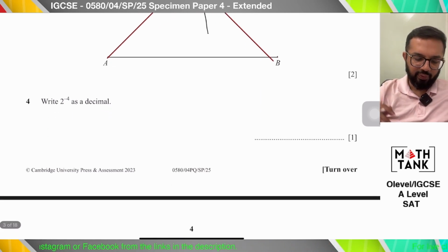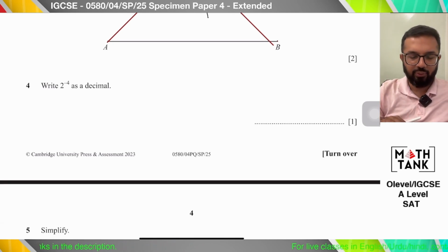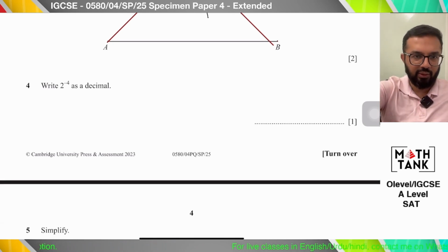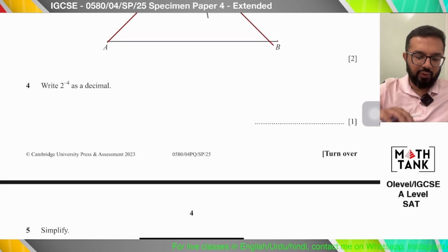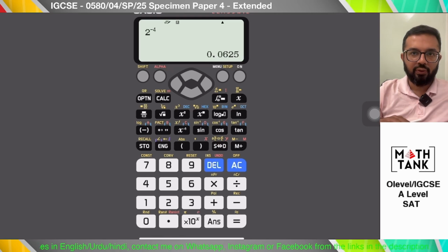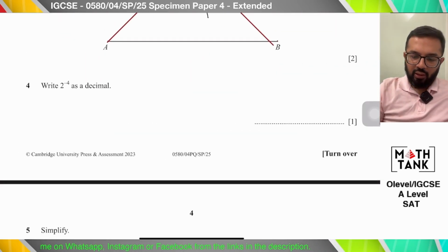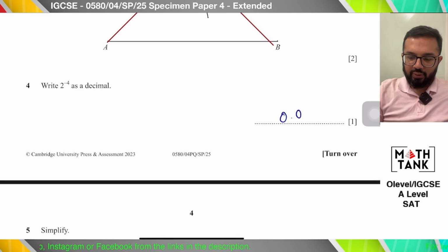Question number 4 says write 2 power minus 4 as a decimal. I think your calculator can do this for you. You don't need to do this manually. This is just about using the calculator. So 2 power minus 4, my calculator gives me a fraction. I convert it into a decimal and the final answer is 0.0625.